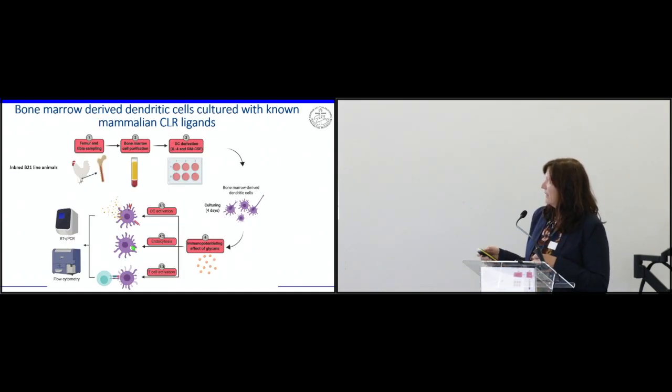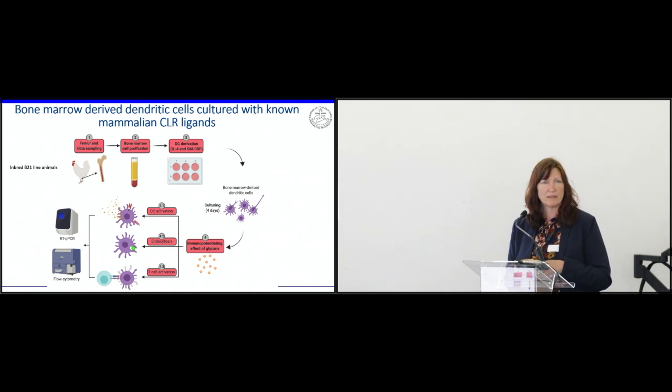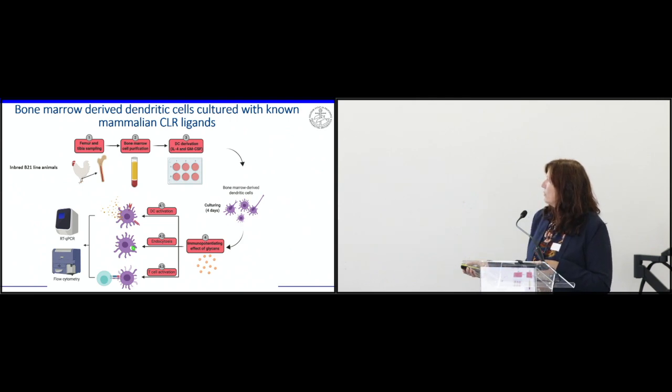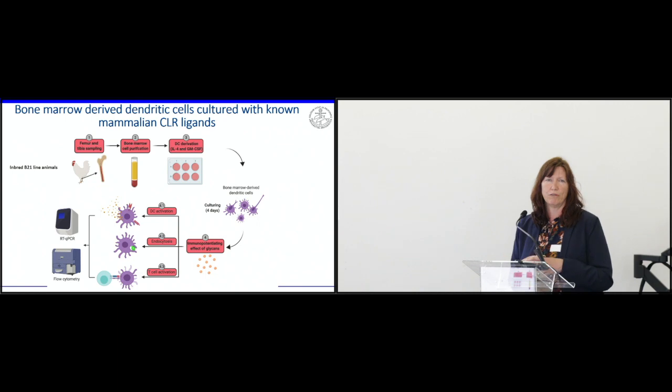This example is a pilot study where we identified a ligand by in vitro studies. We took bone marrow-derived dendritic cells from the chicken. We cultured them with a bunch of known mammalian C-type lectin receptor ligands. And then we looked a little bit at the activation status of the cells and endocytosis of different targets, and also the possibility of proper T-cell activation.